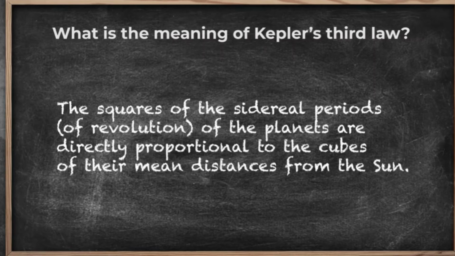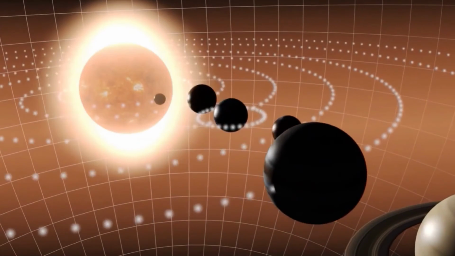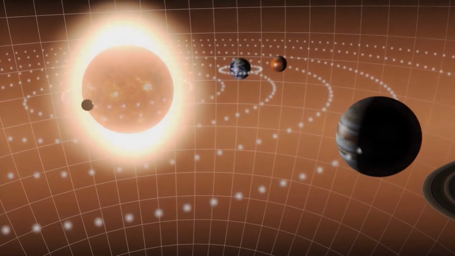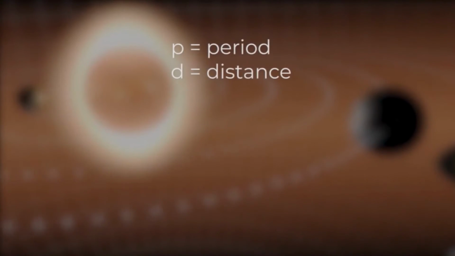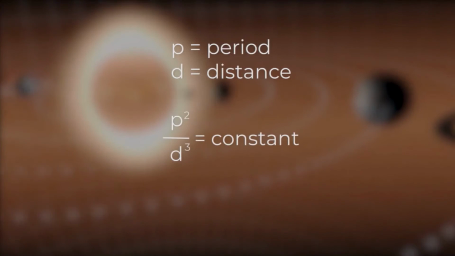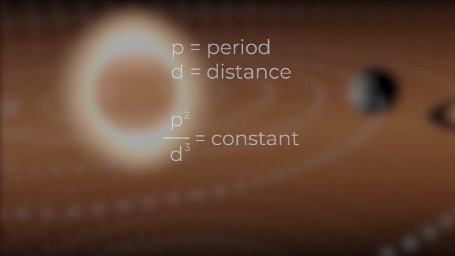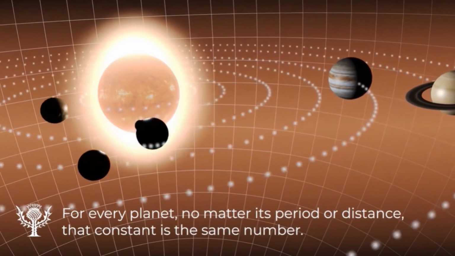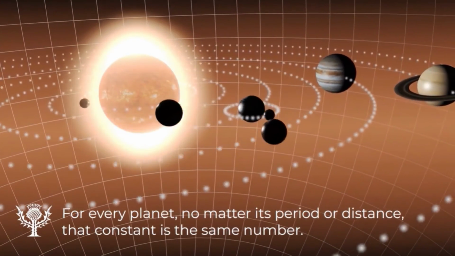Kepler's third law states that the squares of the sidereal periods of revolution of the planets are directly proportional to the cubes of their mean distances from the Sun, which, what does that mean? Basically, it's saying that how long a planet takes to go around the Sun, its period, is related to the mean of its distance from the Sun. That is, the square of the period divided by the cube of the mean distance is equal to a constant. For every planet, no matter its period or distance, that constant is the same number.